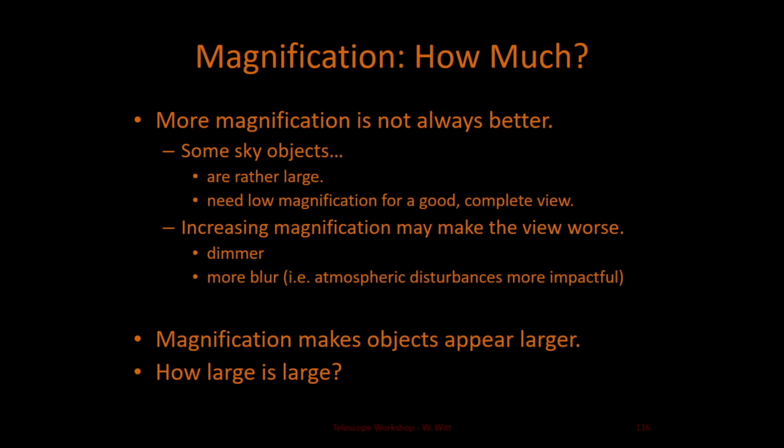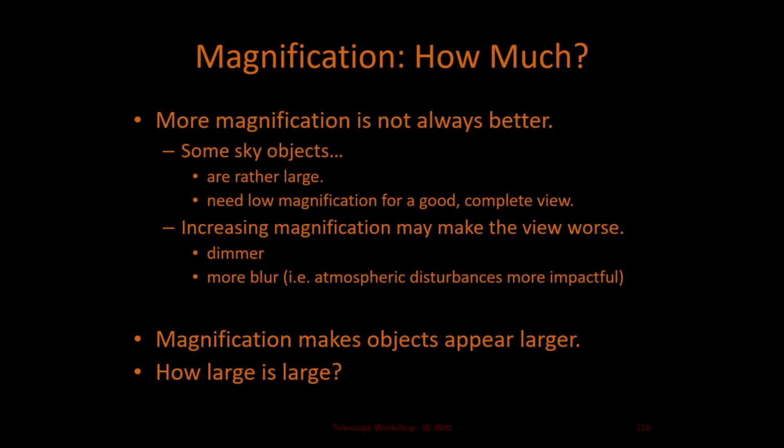Yeah, and the more you zoom in to something, you might think, okay, great. Planets, for example, are pretty small. Zooming in, we want to see more, that's great. So you might think, I'm going to put in as much magnification as I can so I can zoom in as close as possible and make the view of Jupiter take up the whole eyepiece. Well, it's not so simple. It doesn't always get that much better. You have trade-offs when you add magnification.